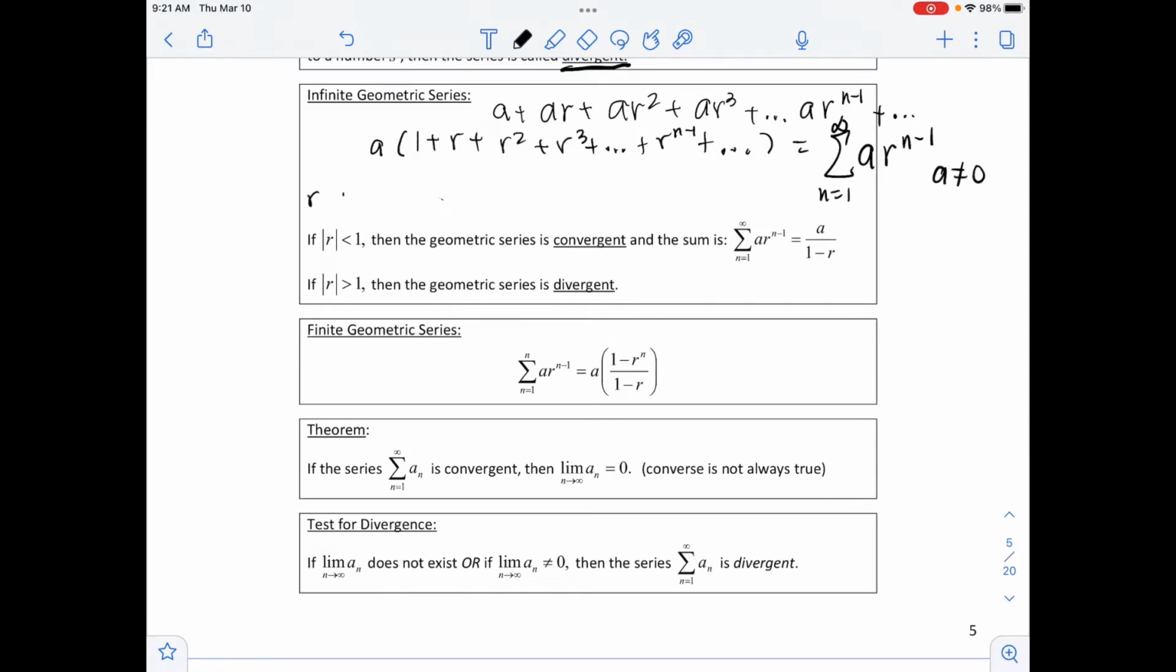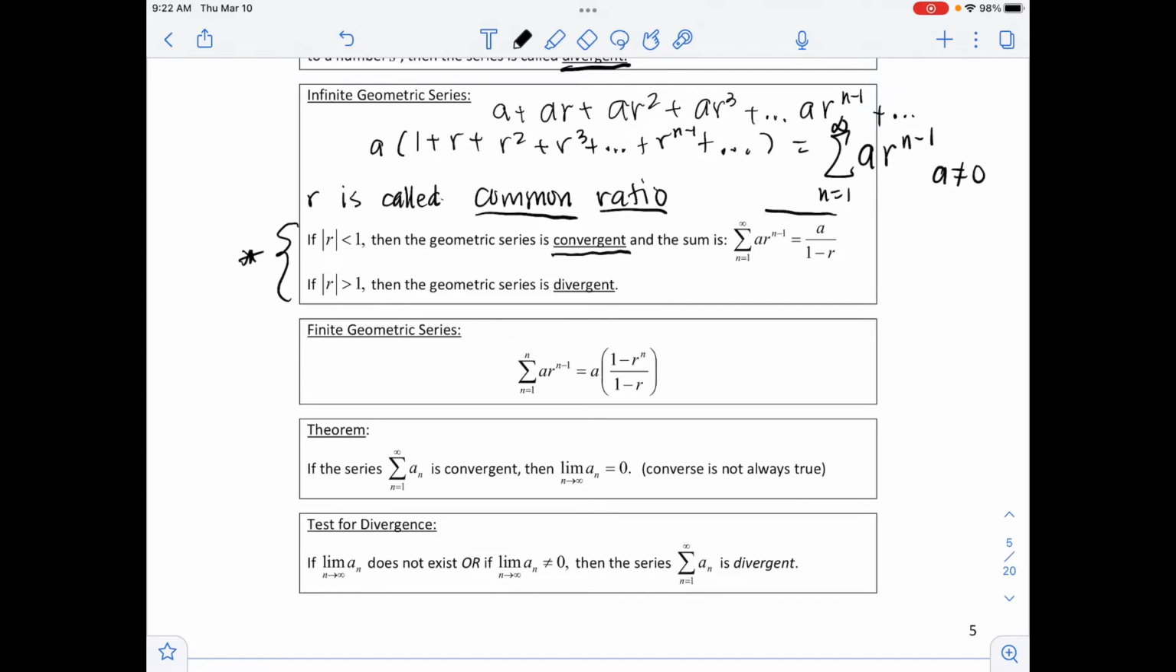And r is called the common ratio, which is the same thing that it was called back in Algebra 2. And that's that common value that we have that we multiply from term to term to term to get to the next. And so we have a couple things down here to note. First one is that if the absolute value of r is less than 1, then the geometric series is going to be convergent. So it converges.